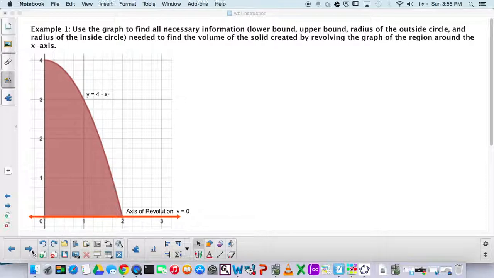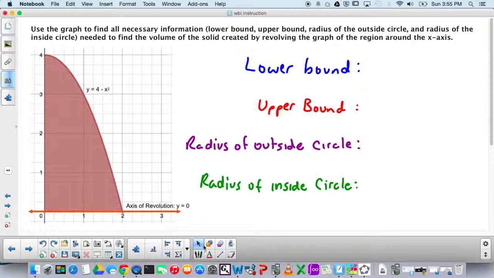So what's going to be the lower bound? The lower bound is the lowest x value of the region. As we look to the left, the lowest x value that's actually contained in this region is 0. So that's going to be our lower bound, 0. Next thing we're going to find is the upper bound. The upper bound is going to be the greatest x value contained in the region. As we go across our region here, we see that it stops at x equals 2. So that's going to be our upper bound, 2. Next thing we want to do is find the radius of the outside of the circle.